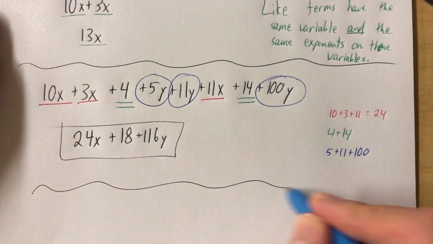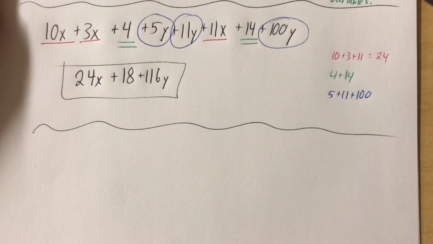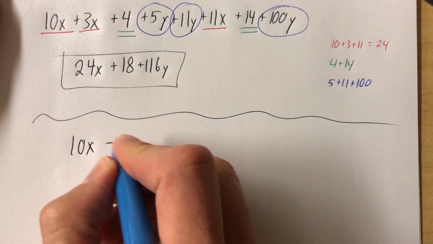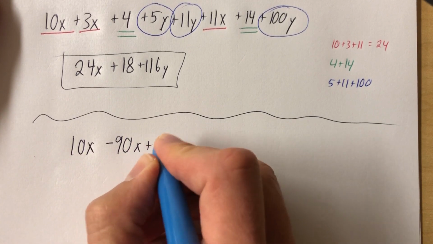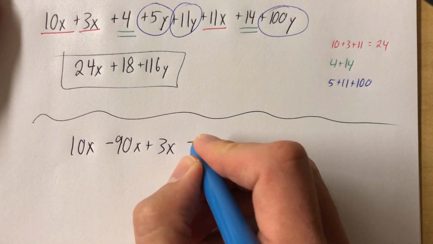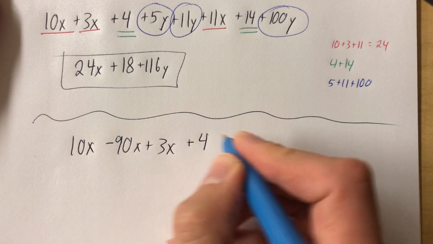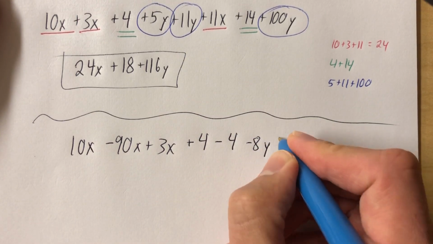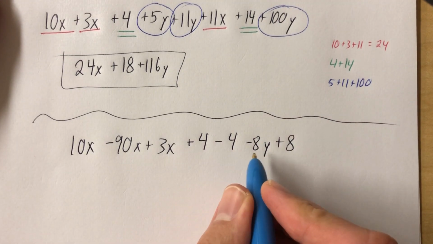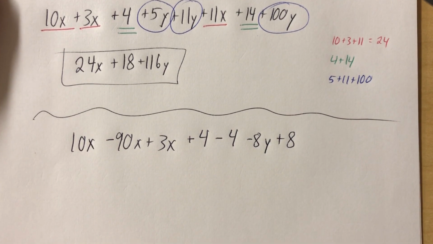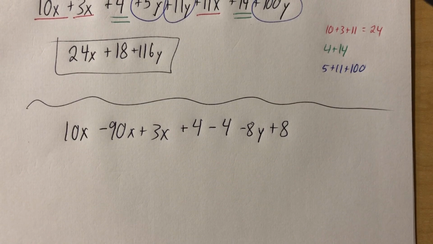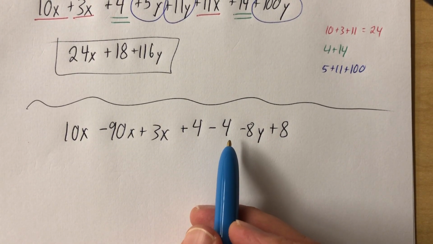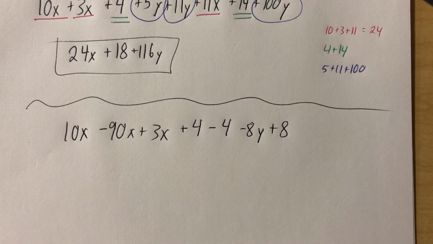So let's do a few more. Let's do another crazy one. 10x, they all start with 10x, I don't know why. Minus 90x plus 3x. Man, I'm looking at some like terms here. Minus 4. Oops, plus 4 is what I meant to write. Minus 4, not that it matters. Minus 8y plus 8. So plus 4 minus 4, minus 8y plus 8. Now, if you're like me, one of the first things you'll notice is that these two are going to cancel each other out. You can go ahead and do that now if you would like. I'm not. I'm going to wait on that.